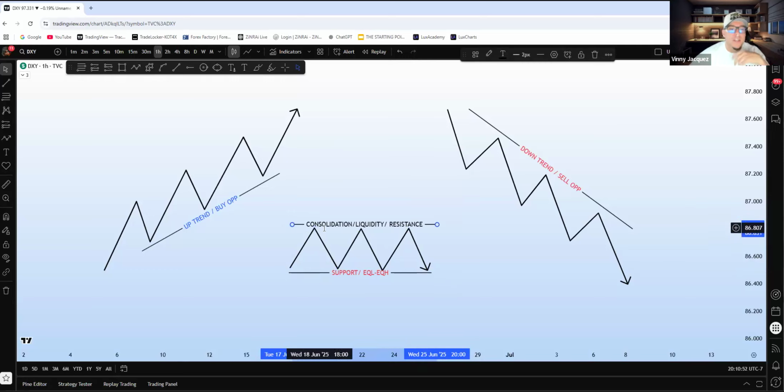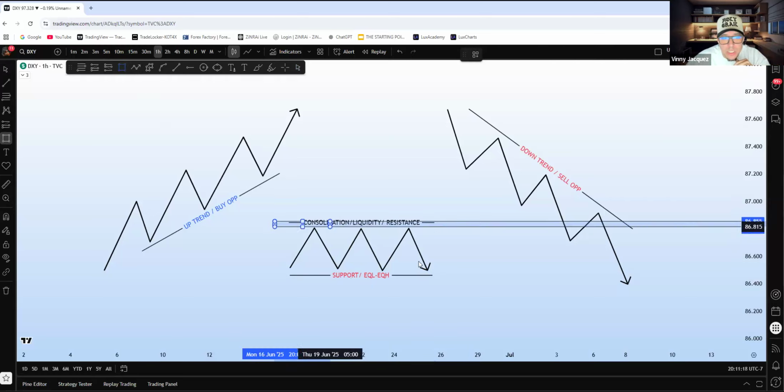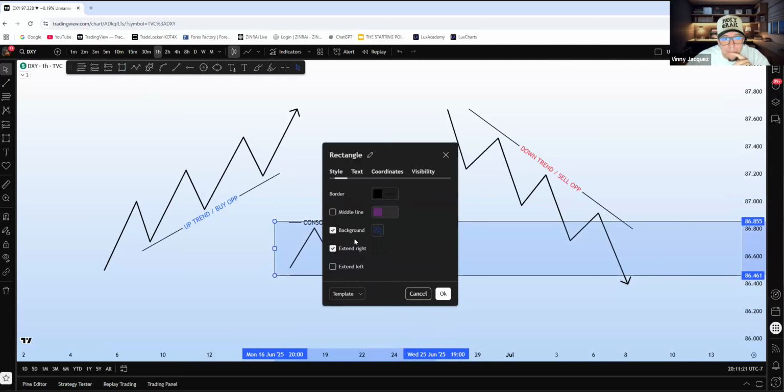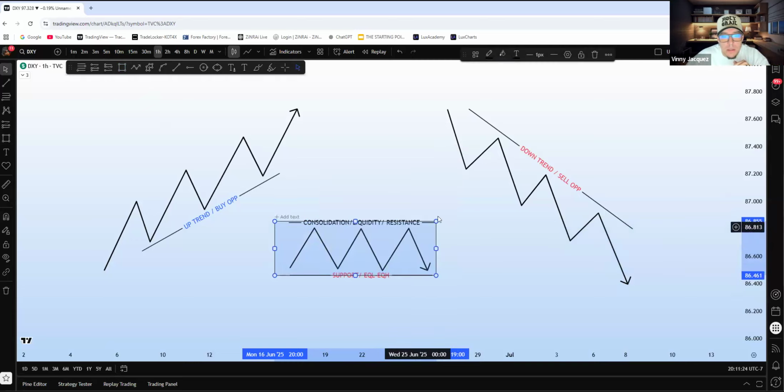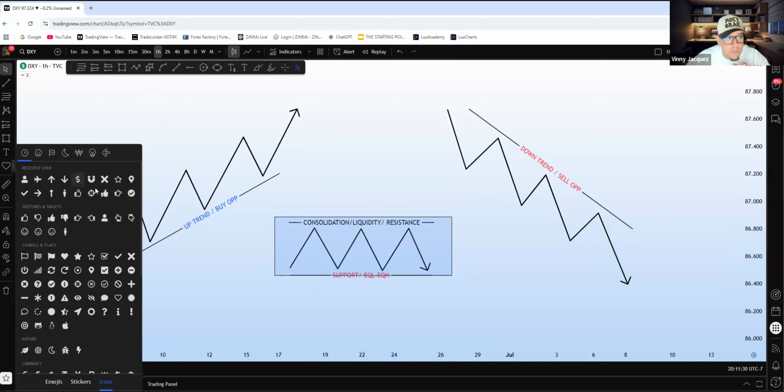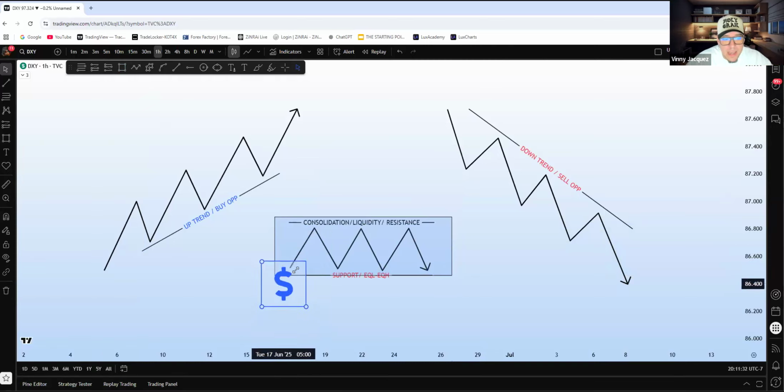You'll hear a couple of educators call it consolidation, liquidity, support and resistance, equal lows and equal highs. It doesn't matter what you call it as long as you understand what this is. At the end of the day, guys, this is liquidity. What is liquidity? Liquidity is a pool full of money. So you can just picture this area as the market is moving sideways, a zone where money is being built up on both sides of the spectrum.